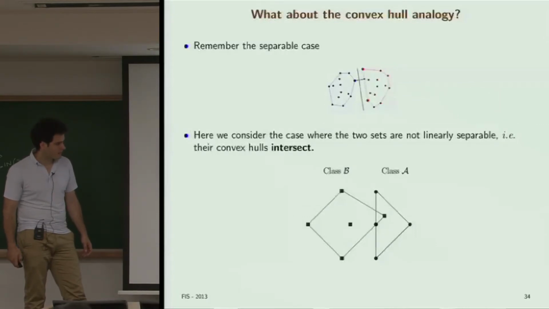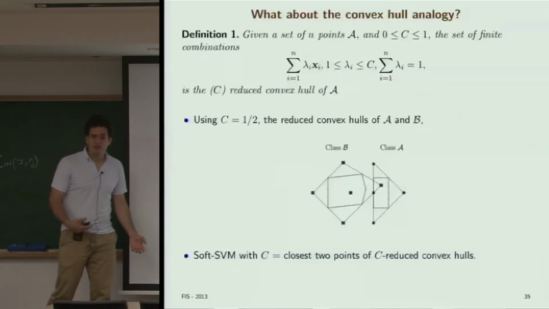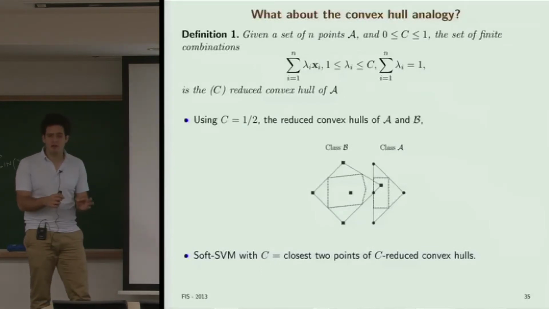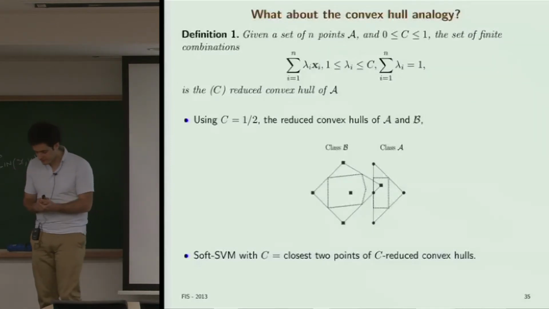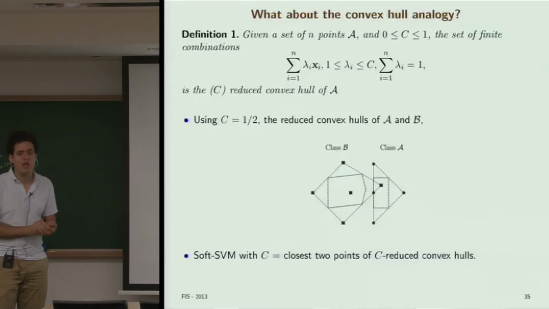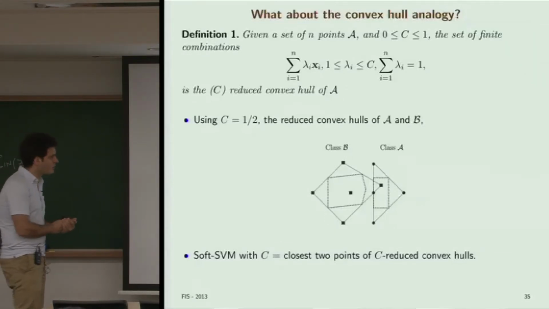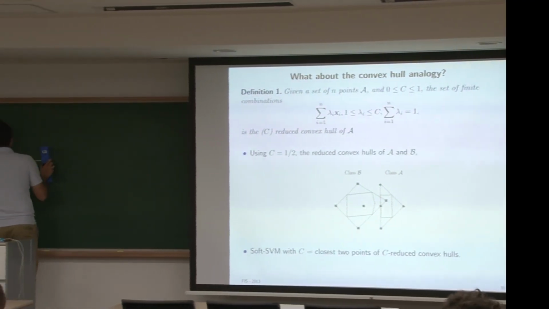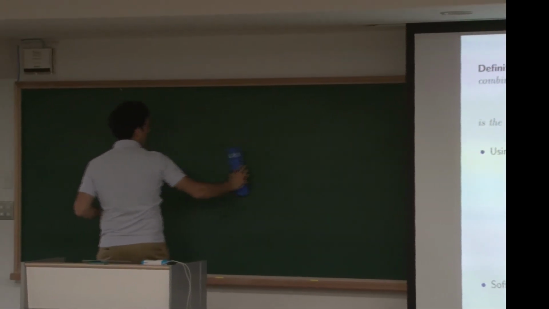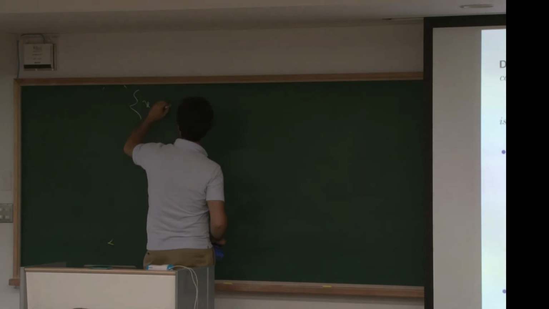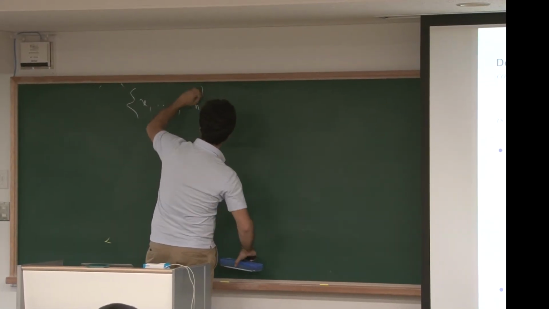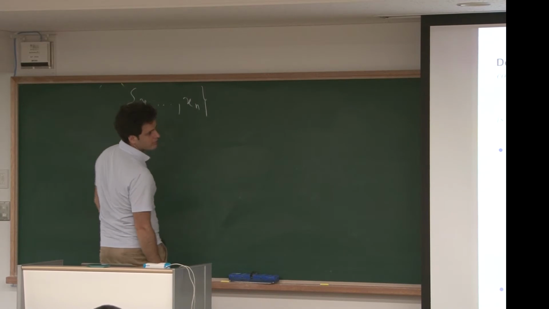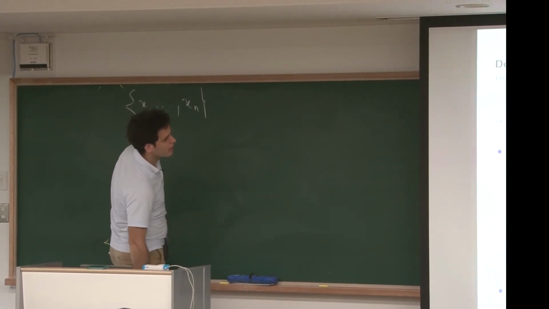In that case, we cannot use the same idea of finding the 2 points which are the closest, because if the two sets intersect, basically there's one point which belongs to both, and the distance is 0. So what we do instead is that we consider the following. We consider reduced convex hulls. So a reduced convex hull, you all know the definition of a convex hull of points. If I have x1, ..., xn, and I call this, what did I call it? Okay, I call it A.